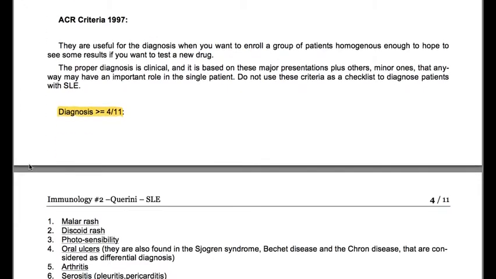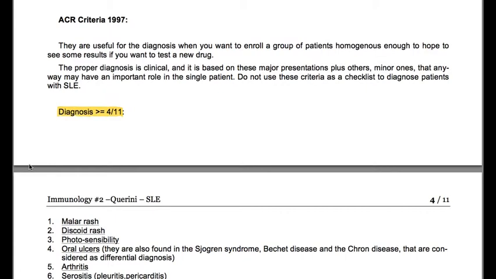The ACR criteria of 1970 are useful for the diagnosis when you want to enroll a group of patients homogeneous enough to hope to see some results if you want to test a new drug. The proper diagnosis is clinical and is based on these major presentations plus others, minor ones that anyway may have an important role in the single patient. Do not use this criteria as a checklist to diagnose patients with SLE. Diagnosis leads to equal or more than 4 criteria over 11.